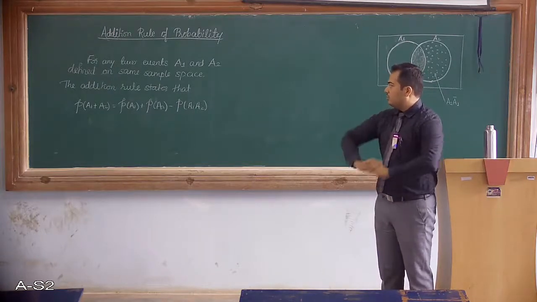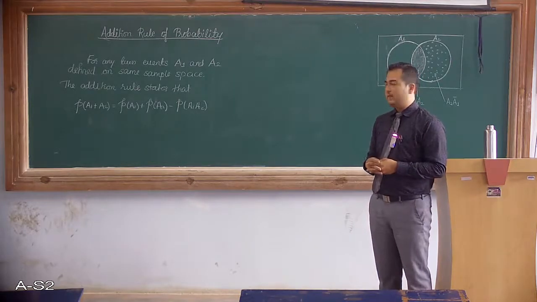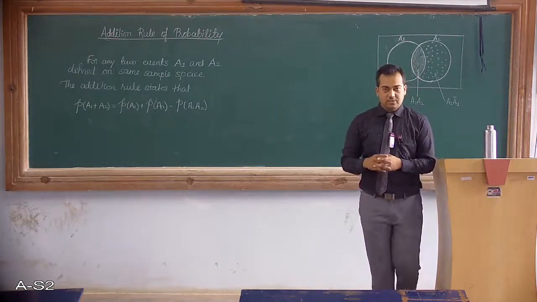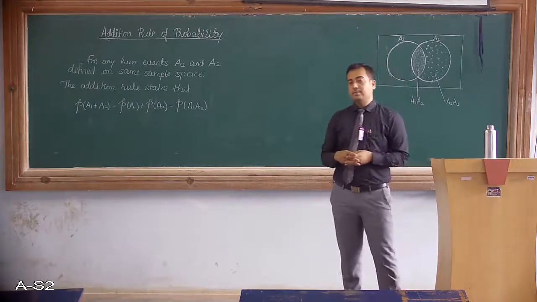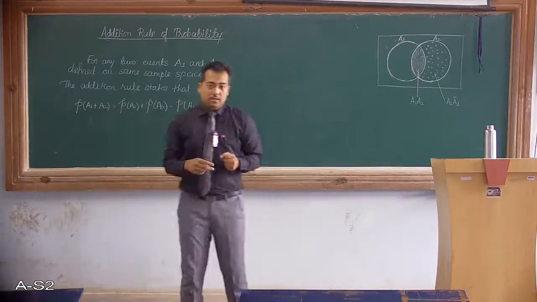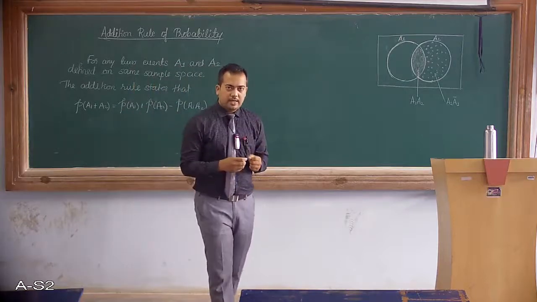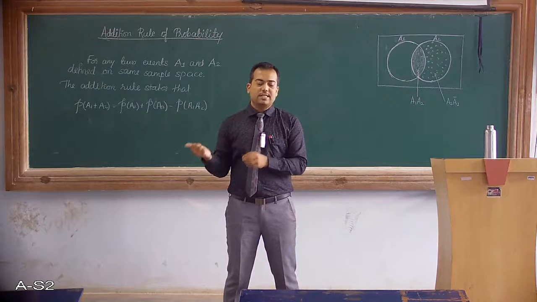For any two events, say A1 and A2, defined on the same sample space, the addition rule states that probability of A1 plus A2 is equal to probability of A1 plus probability of A2 minus probability of A1 A2 together. So this is what the addition rule says. It is the same as the addition principle from set theory.